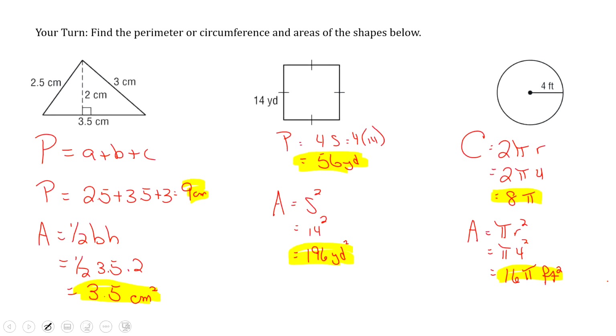Here are 3 that I want you to try. Perimeter and area of the shapes. Enter your answers in an Edpuzzle, and then come back and check and see how you did.